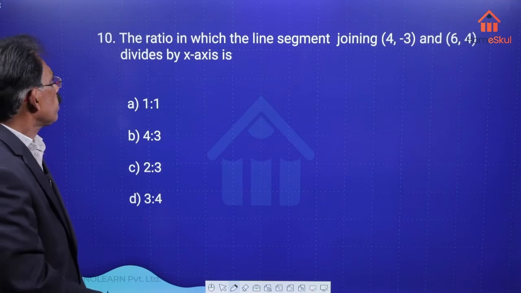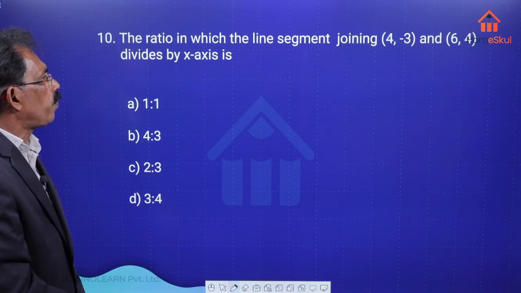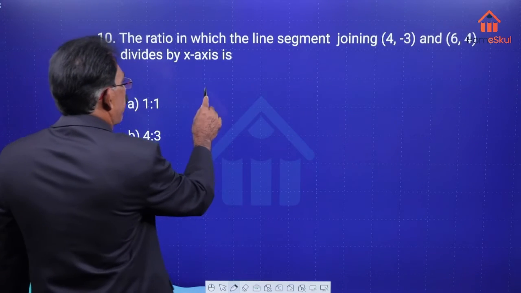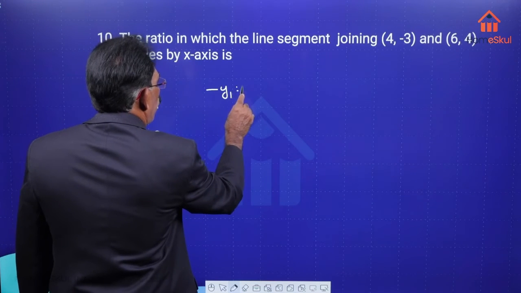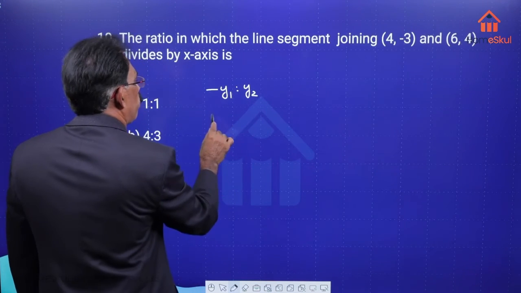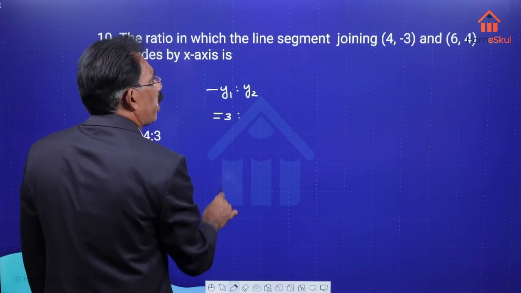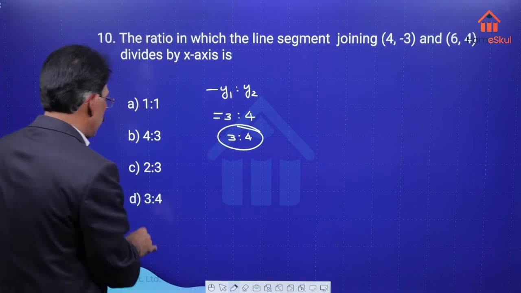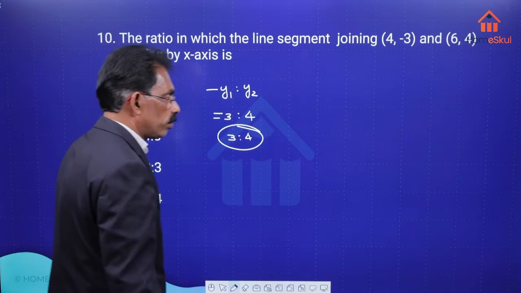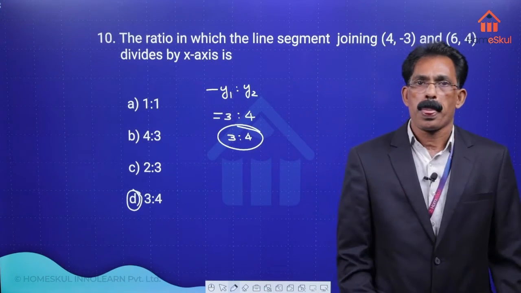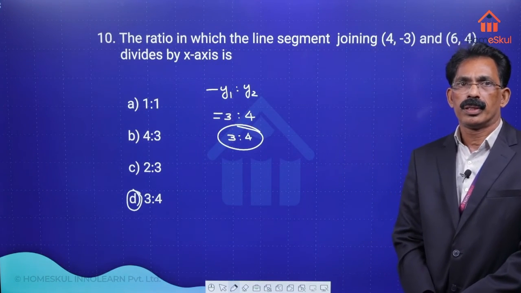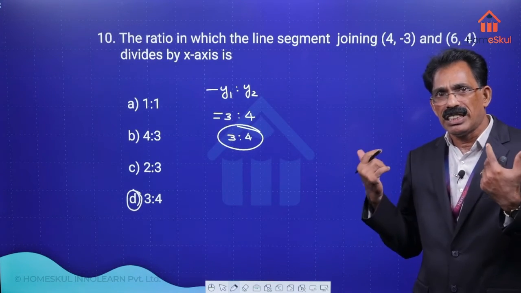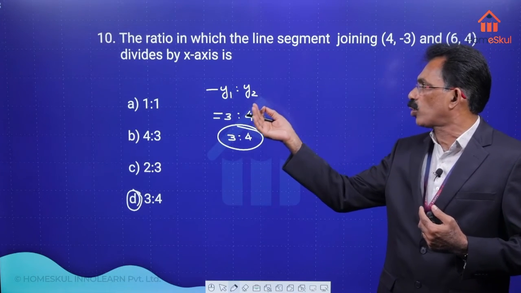The ratio in which the line segment joining (4, minus 3) and (6, 4) is divided by the x-axis. Divided by the x-axis is minus y1 is to y2. That is minus y1, minus 3, is to y2, which is 4. So 3:4 is the answer. So option D is the correct answer. I have explained this method of getting minus y1 is to y2.